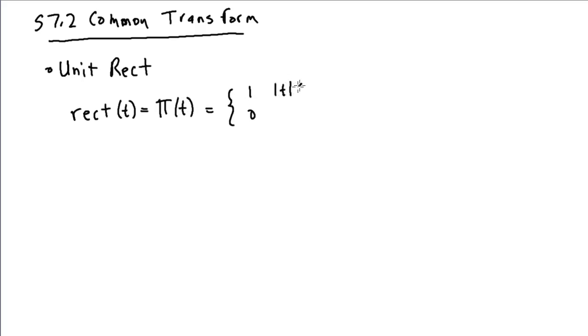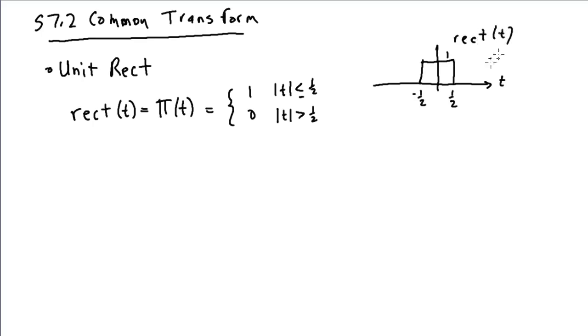when the absolute value of t is less than or equal to 1/2, and then it's 0 for all t with absolute value of t greater than 1/2. So a graph of this function just looks like this. It's 1 for t between -1/2 and 1/2. So this is the rect of t.